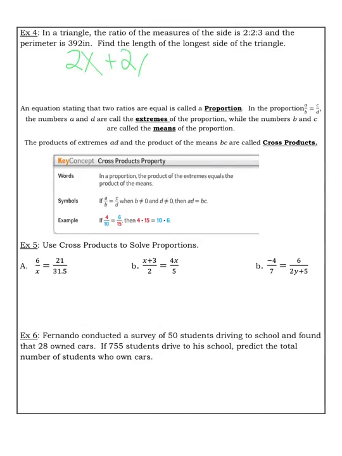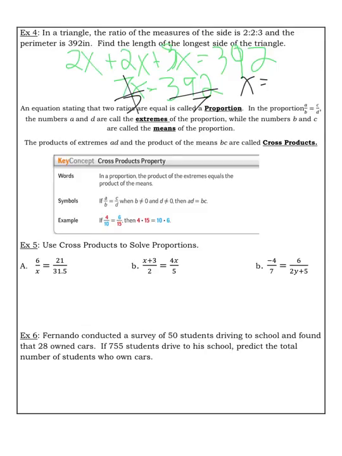2x plus 2x plus 3x, that's a 3, equals 392. So 2 plus 2 plus 3, that's 4, plus 3, that's 7. So we got 7x equals 392. Okay, I'm just going to divide each side by 7. And x equals, let's type it into my calculator, 392 divided by 7, 56.